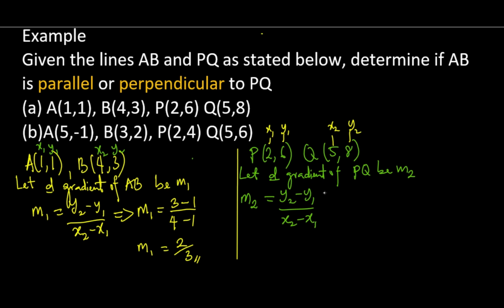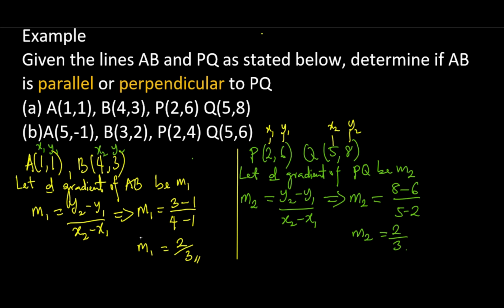Okay, so the M2 now will be equal to, you have the Y2 is equal to 8 minus the Y1, 6 over, for X2 is 5 minus 2. Okay, you now have your M2 to be equal to 8 minus 6, you have 2, 5 minus 2, you have 3. Okay, we can now see that M2 is 2/3 and M1 is also 2/3. Both are the same thing.